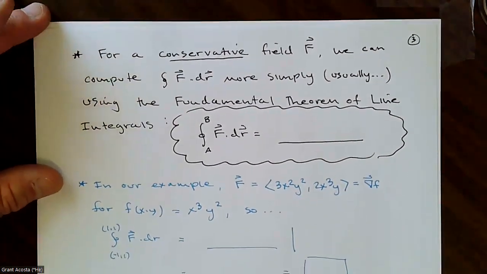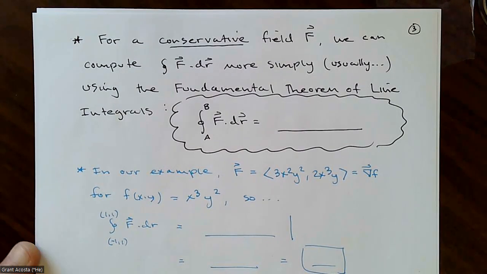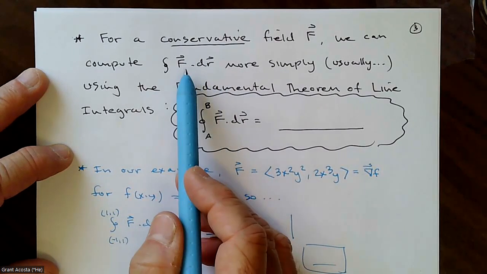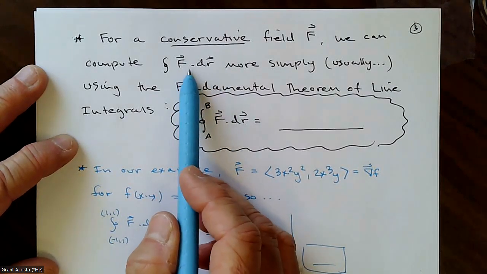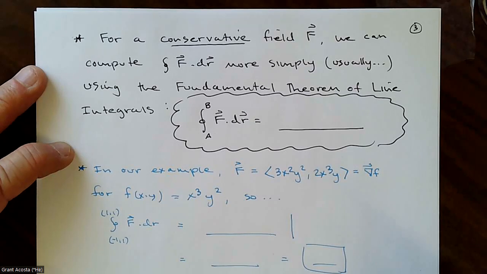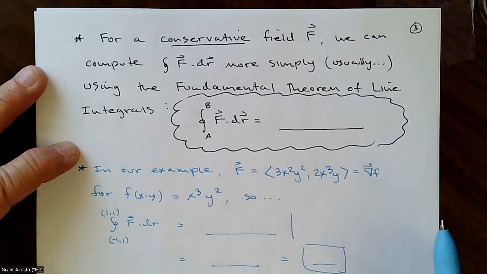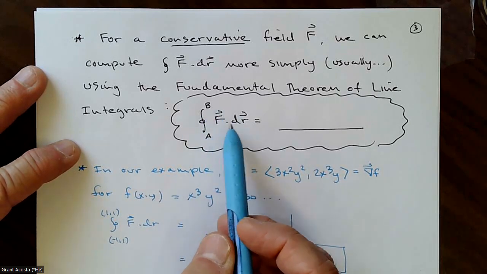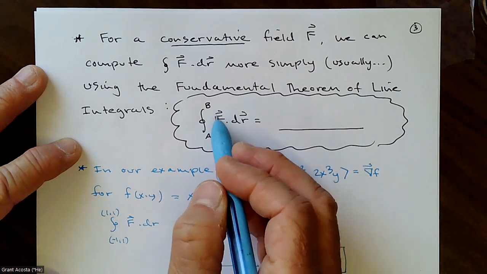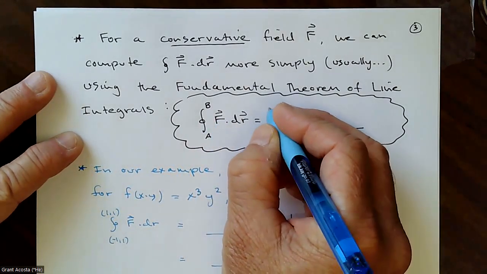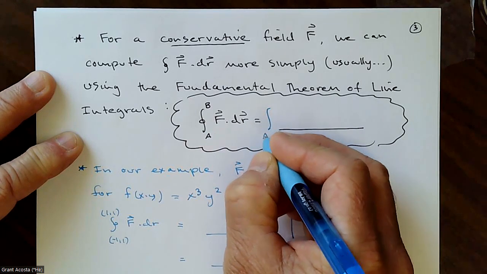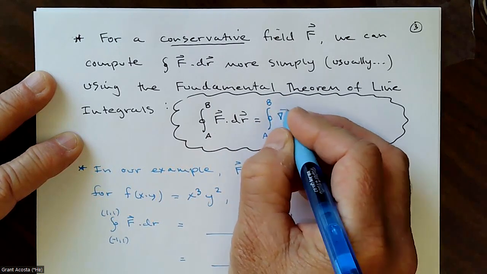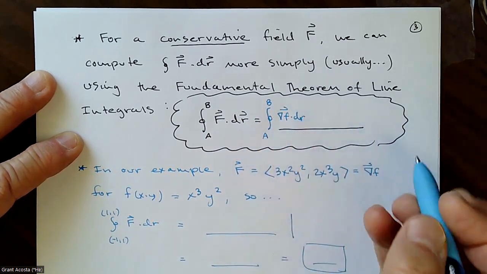And in fact, here's another neat thing about working with a conservative vector field f. We could compute that line integral of f dot dr more simply using what we call the fundamental theorem of line integrals. So if you have a line integral, you're doing f dot dr, and f happens to be conservative, remember what that means. Here I'm going to take an intermediate step: that means you're trying to compute an integral of the gradient of f times dr.